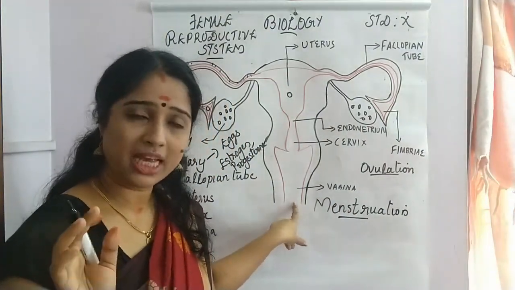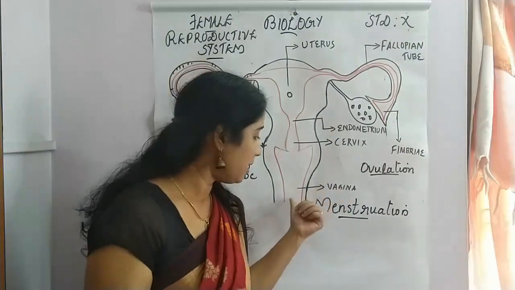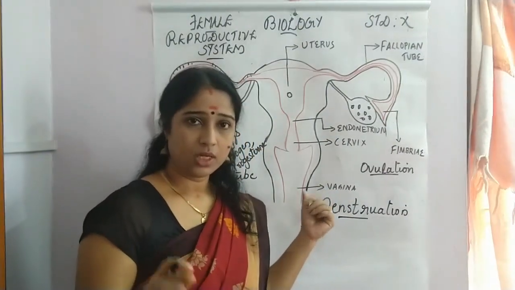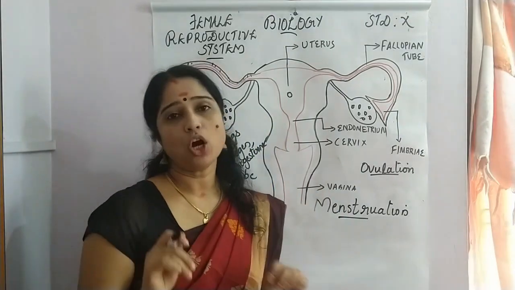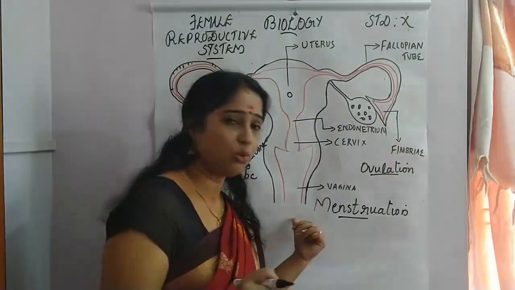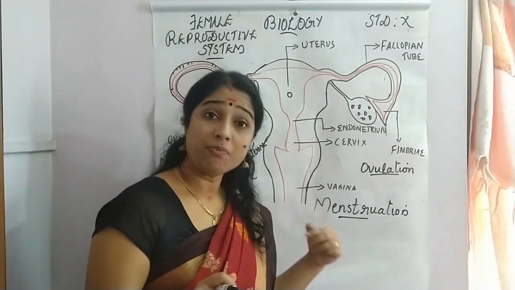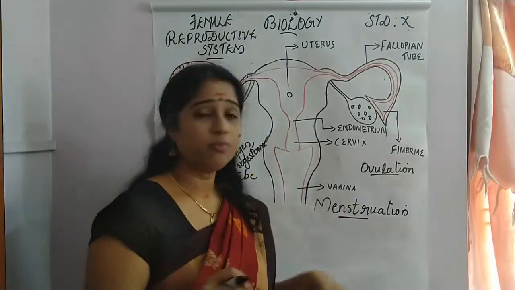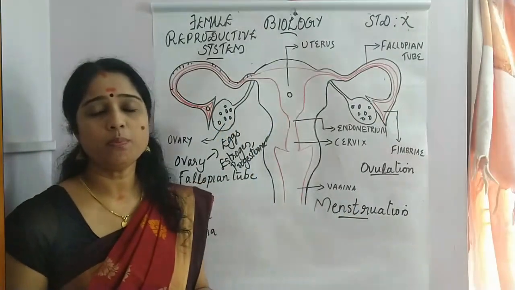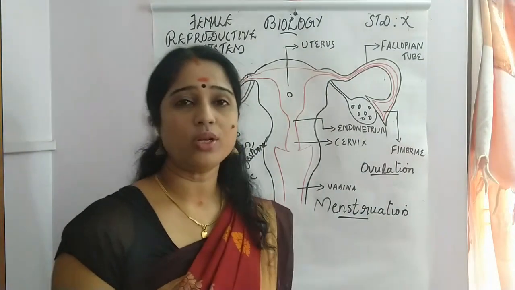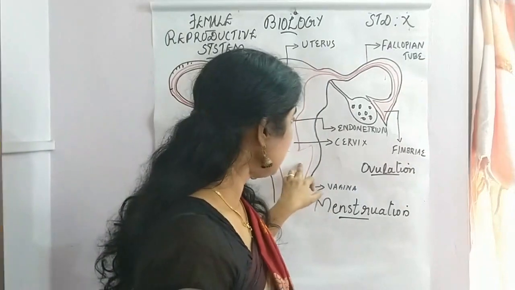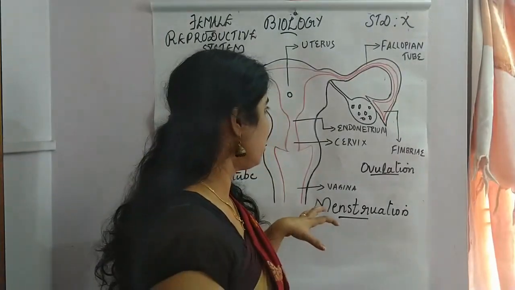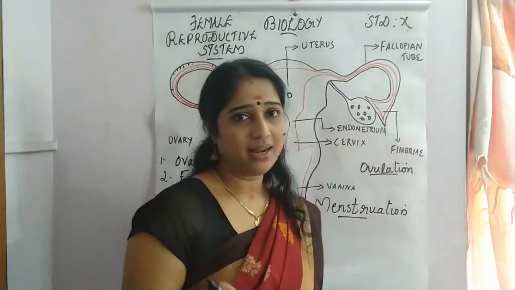Baby comes, in the case of normal delivery, baby comes out through the vagina. I am not talking about the cesarean. In the case of normal delivery, the baby comes out through the vagina. And the same route only, the unwanted blood comes out of the body of the female. See here, what is menstruation? You need to explain like this.